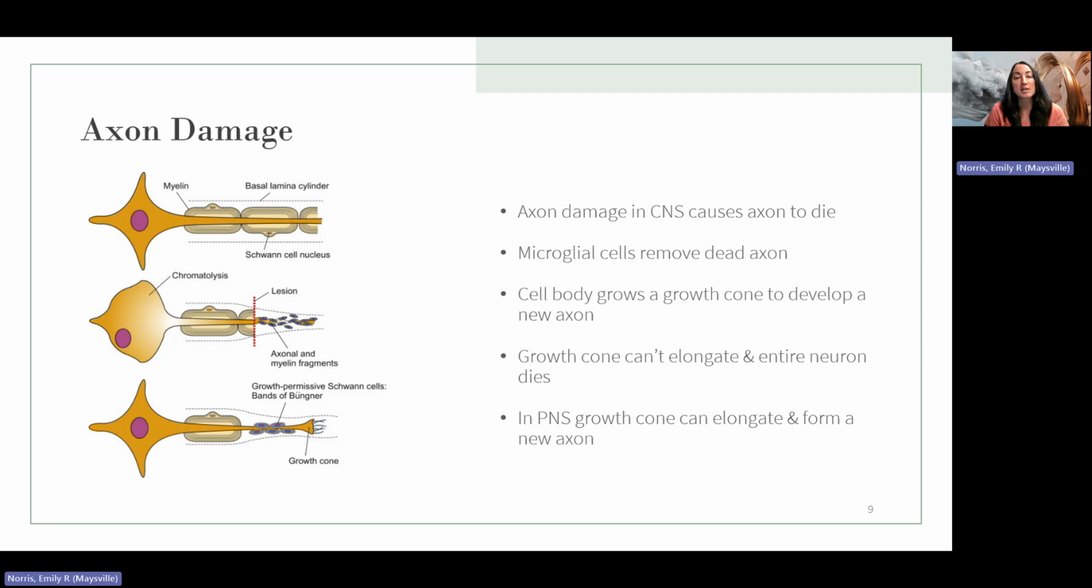Microglial cells are the cells that remove the dead axons. And they think that one of the reasons that the peripheral nervous system has the ability to regenerate is that there's specific growth factors in the peripheral nervous system that help with that regeneration that aren't present in the central nervous system.